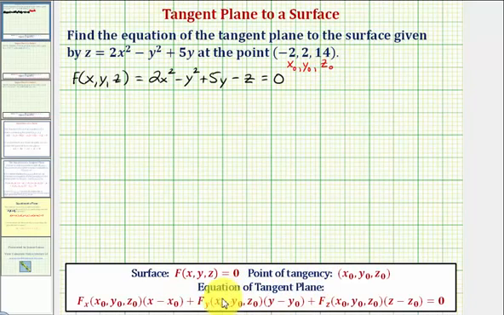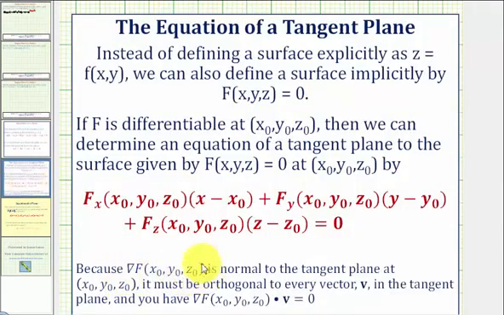Let's quickly review where the equation of this tangent plane comes from. We know the gradient of F evaluated at the point of tangency would be normal to the tangent plane at the point of tangency, which means it must be orthogonal to every vector v in the tangent plane, and therefore their dot product equals 0. It's this dot product that gives us the equation of the tangent plane. Notice how the components of vector v, which are in the tangent plane, would be x minus x sub 0, y minus y sub 0, and z minus z sub 0.